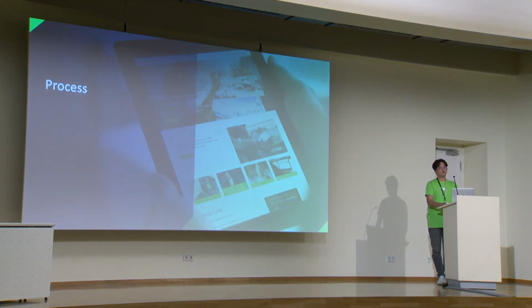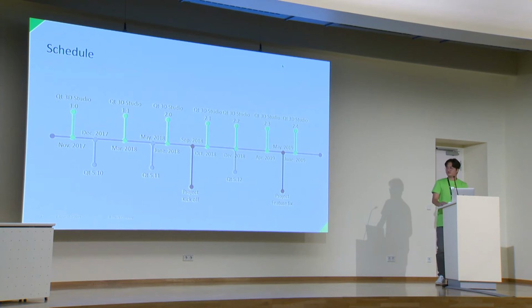So, the process: how Qt works with actual customer projects. Let's see some timelines here. Qt has its own schedule with its own release timeline. Qt 3D Studio has its own timeline to release its major and minor versions, alongside Qt. However, the customer doesn't care about the Qt release timeline. They like to start their project at some point, and they want to fix their features at some point.